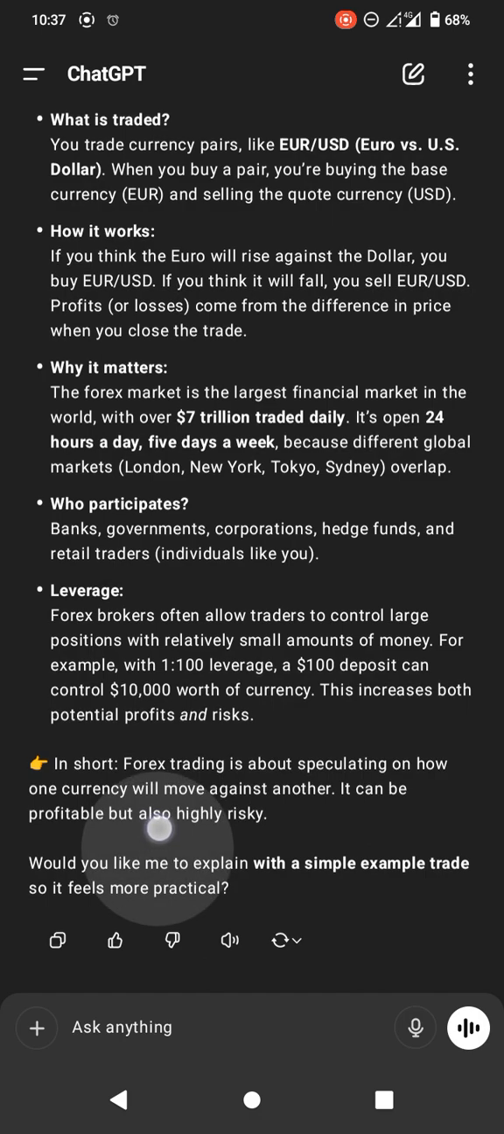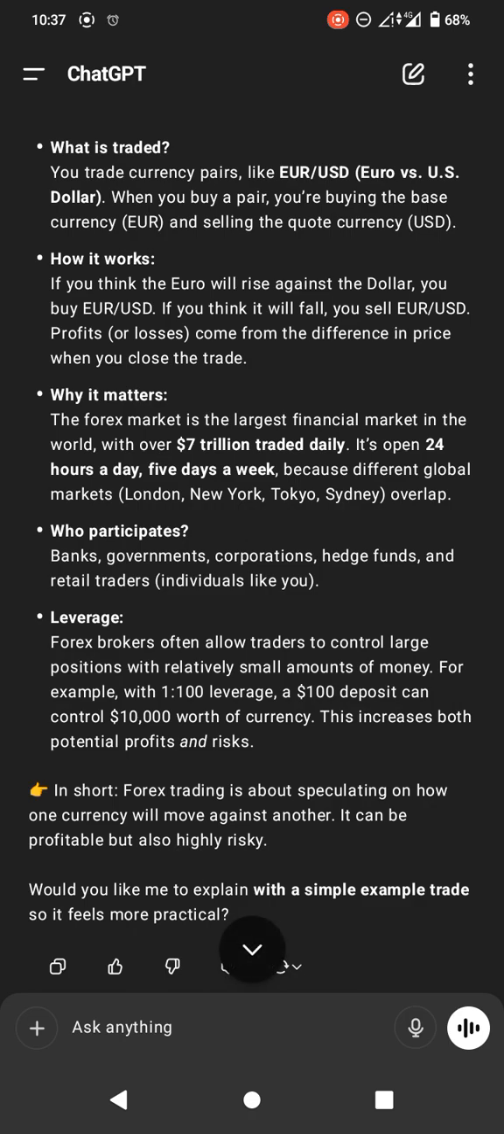That's what you're trying to explain here. Forex brokers often allow traders to control large positions with relatively small amounts of money. For example, if you have a leverage of 1:100, a $100 deposit can control $10,000 worth of currency.